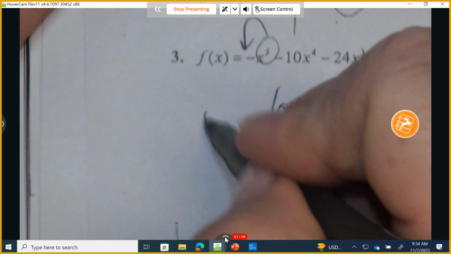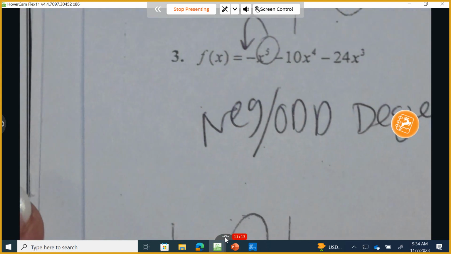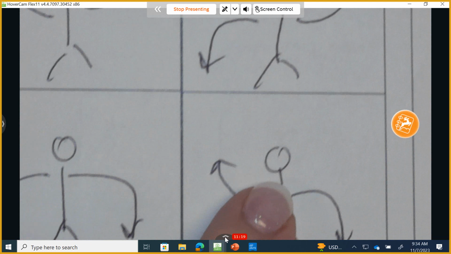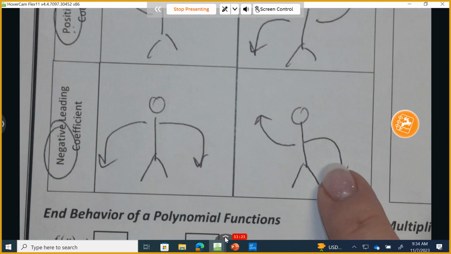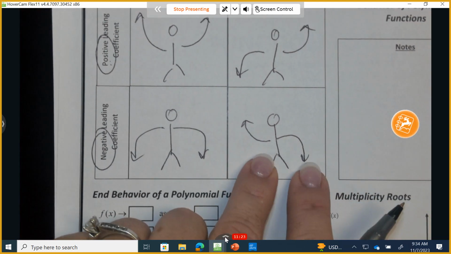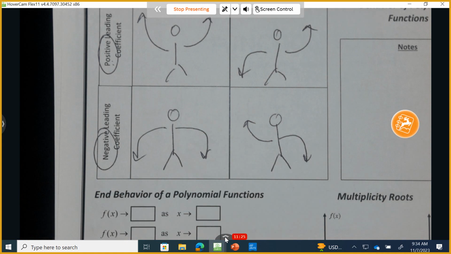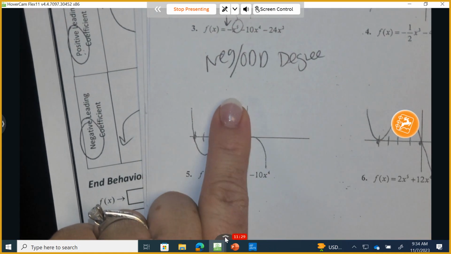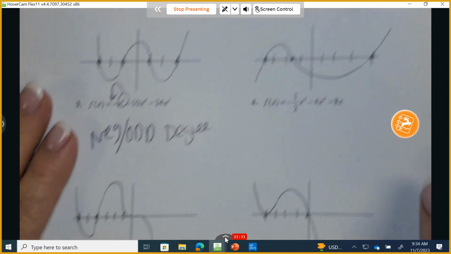The number in front is negative, so I'm looking at odd degree and negative. So up here, odd degree and negative is right here. Right side down, left side up. Okay, we're going to do 2 more.